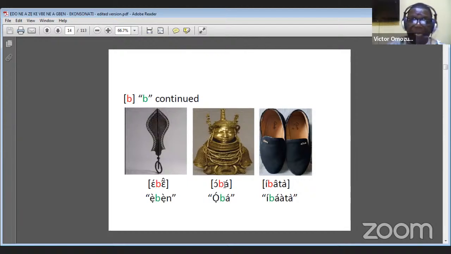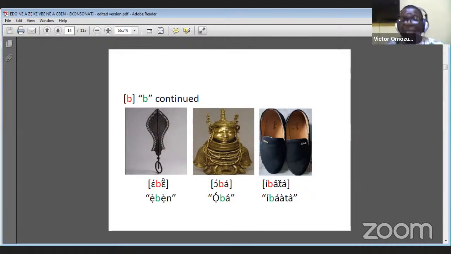Then the next is, the same sound occurs in oba, and then it occurs in ibata. So you can see the B occurring. And the important thing here in ibata, you can see that there is the consonant T. We have not got there yet.